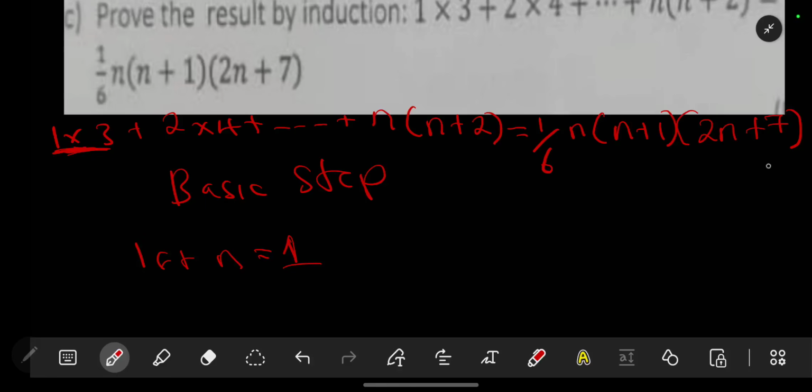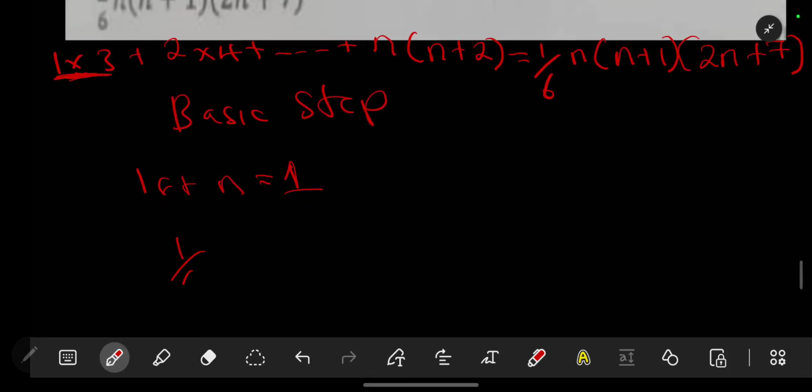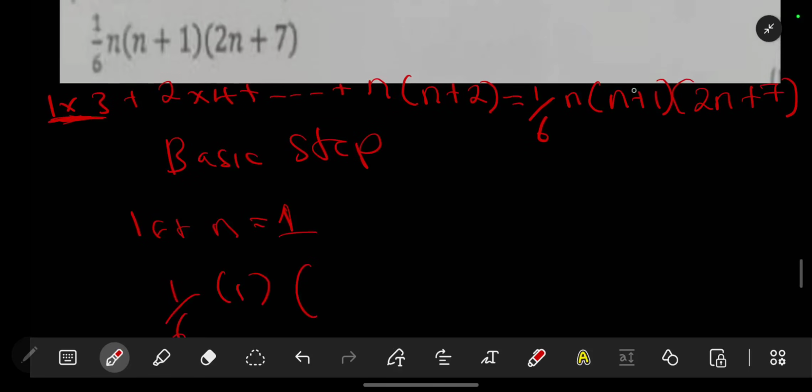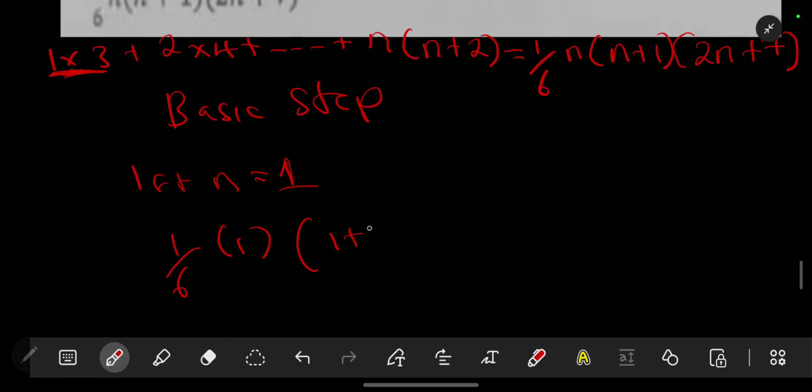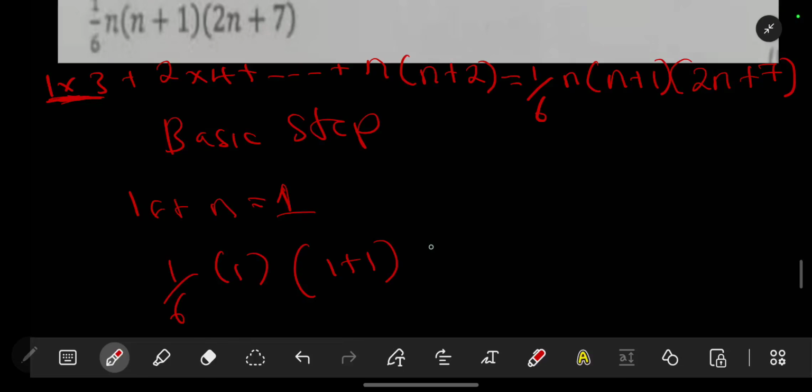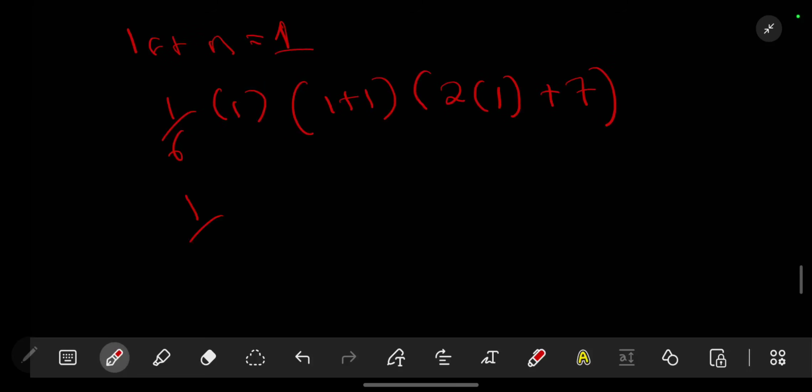So I've already done the induction topic, the full topic. So we are going to replace there. We have 1 over 6 times, where there is n, we are going to put 1. So we have 1 like that, open brackets. We are replacing here. We have 1 plus 1, then we have our 2, open brackets, 1 plus our 7 like that. So this gives us 1 over 6, times this one, won't change anything, so let's forget about it.